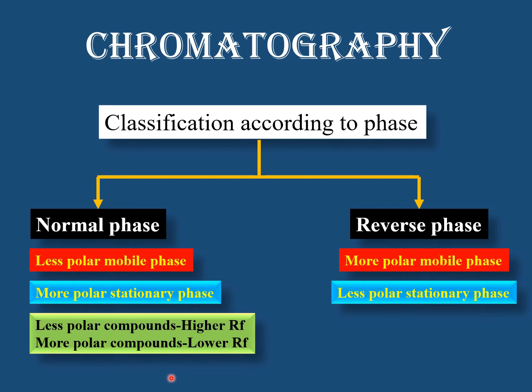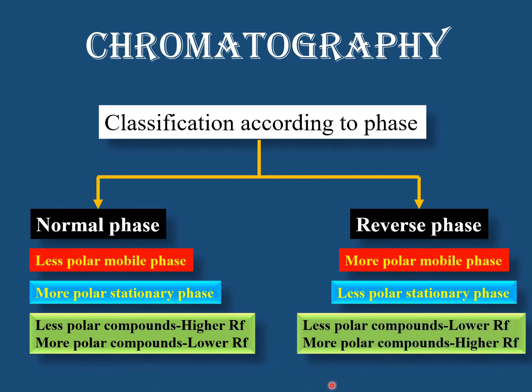But in a reverse phase chromatography, the less polar compounds would be reluctant to go with the mobile phase and would be happier to stay with the less polar stationary phase. So that is why they will have a lower RF value, but the more polar compounds would be happy to travel with the mobile phase, and that is why they will have a higher RF value. So that is the main difference in terms of the results obtained in a normal phase and a reverse phase chromatography. So these are some of the basics of chromatography.